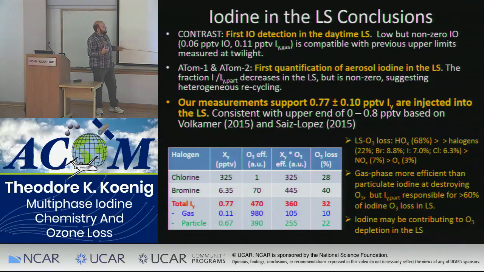And from a mechanistic perspective, the persistence of iodide means that we should have some sort of active iodine chemistry that's preserving the iodine over kind of 10-year time spans based on the age of the air we see in the LS. And then our measurements support a 0.77 plus or minus 0.1 pptv Iy injection. This is consistent with the high end of the estimates from our earlier work.